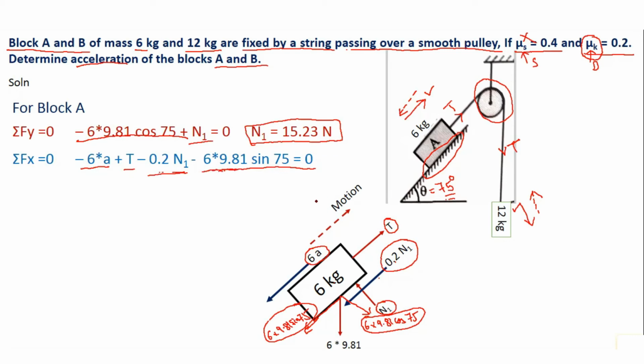Now out of which the value of N1 I already know from the previous step as 15.23. So I will substitute the value of N1 and I will get an equation as T minus 6A is equal to 59.9, and let this be equation number 1. Because there are two unknowns and only one equation, we can't solve it now, so let it be equation number 1.